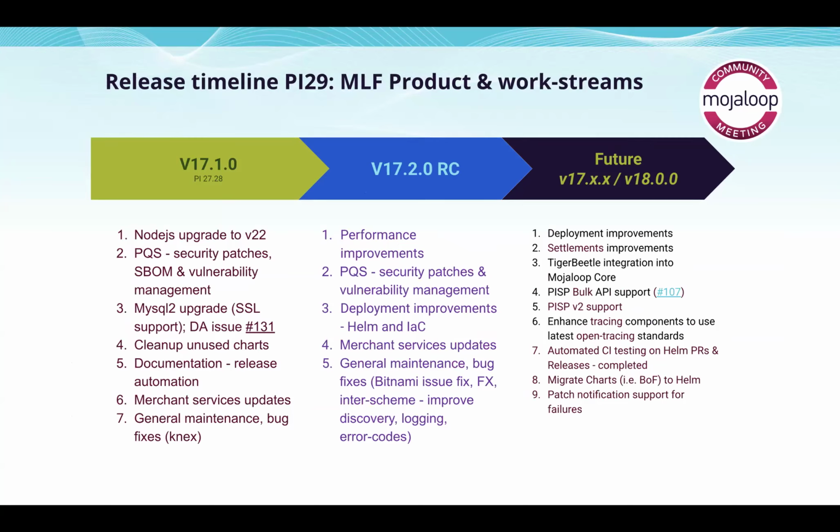We have 17.10, and version 17.20 is the one which we're going to release this week. It has a good argument as to why we need to make this release and what is coming in it. We have performance improvements, code quality and security improvements we talked about, deployment improvements, enhancements and new features added in some of our overlay services such as merchant services. There are fixes. The issue I talked about, Bitnami, we have a fix for that, fixes in the FX feature, and interscheme improvements that are coming up as well. And we have features lined up even for the next release, potentially a 17.30 or a version 18. So this gives an overview of that roadmap.